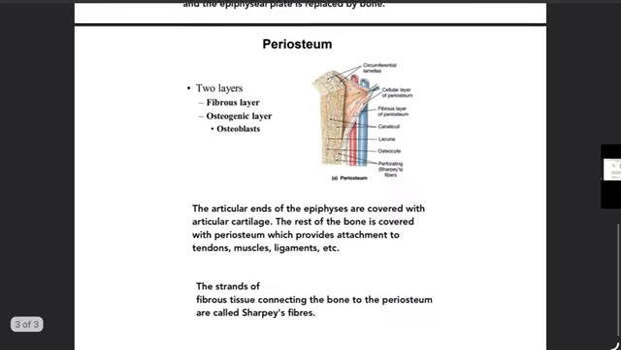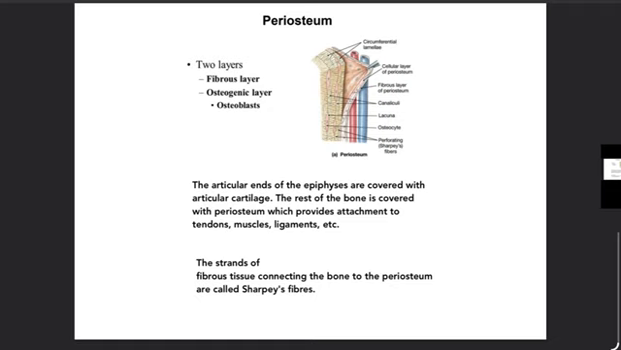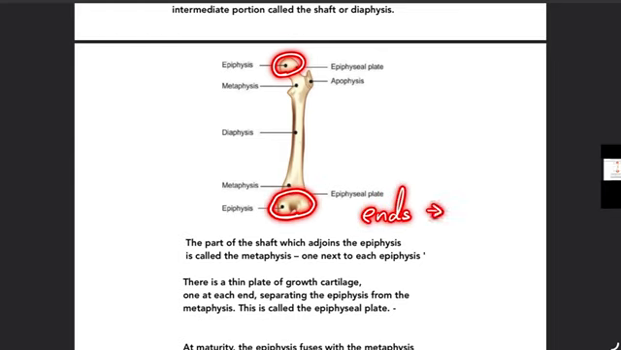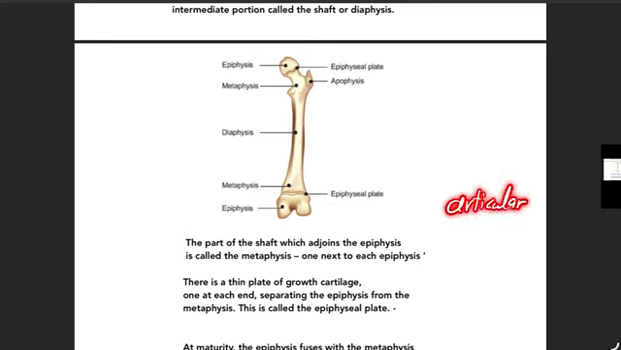Next is periosteum. Periosteum has two layers, the fibrous layer and the osteogenic layer. We'll learn more about this in later videos. The articular ends of the epiphysis are covered with articular cartilage. Let's learn this first. So articular cartilage is present over the epiphysis. The ends of the bone are covered with articular cartilage. Articular cartilage covers the ends of the bone.